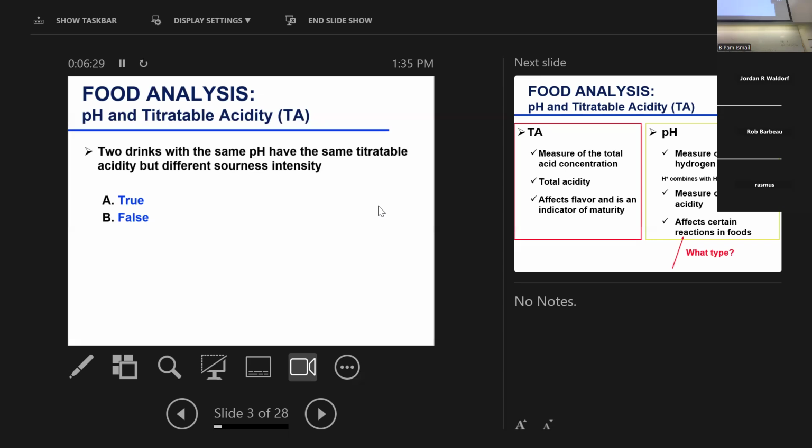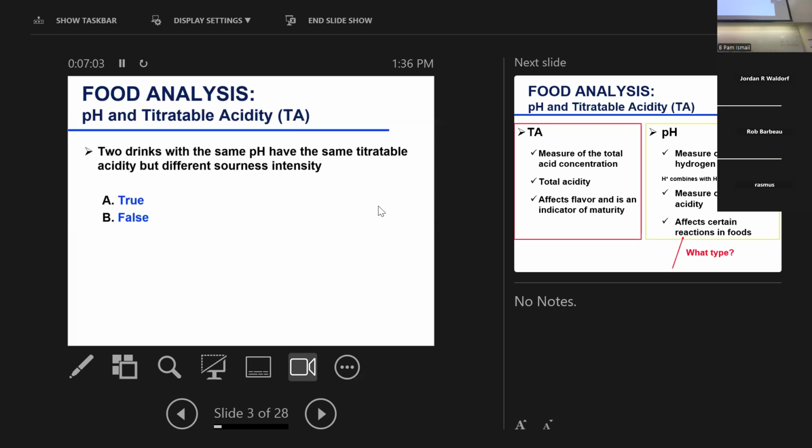So what I'm asking you is, is sourness associated with percent acidity or with pH? What's the answer? Is it correct? Who agrees with Varvani? Who says titratable acidity relates to sour, total acid, but the sourness does not directly relate to pH.